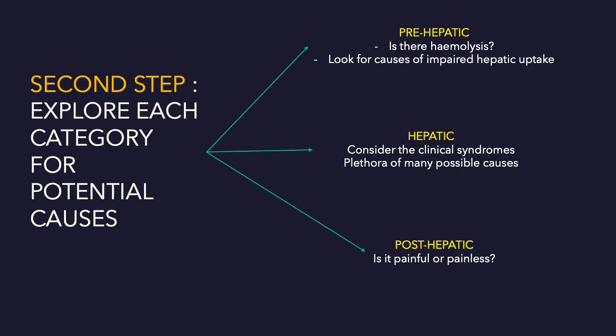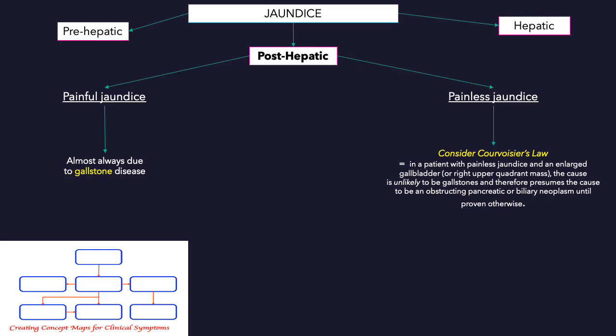Now, the second step, once you've identified the category of the jaundice, is to look for differentials within the category. Here we shall look into each category individually and branch out our concept map from here. So let's have a head start. Now, let's have a further look and scrutinize the potential and common causes of post-hepatic jaundice.